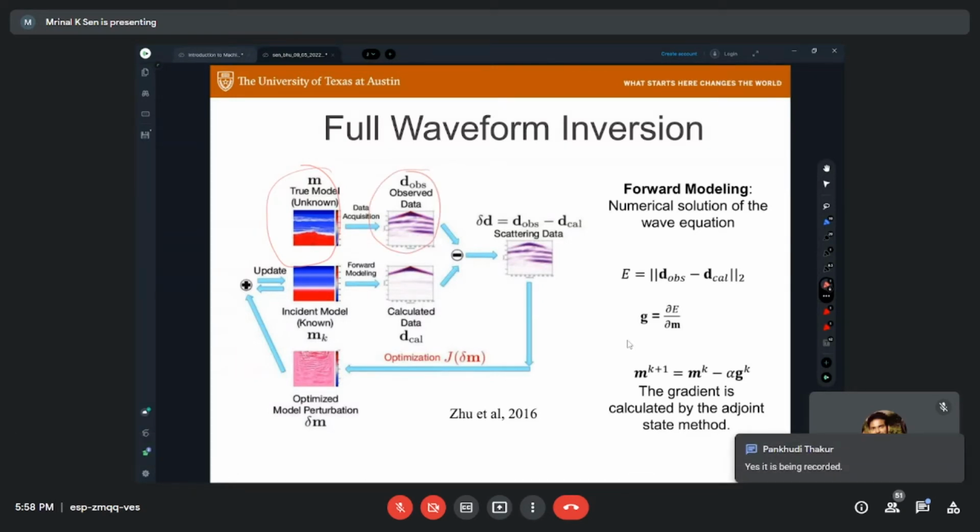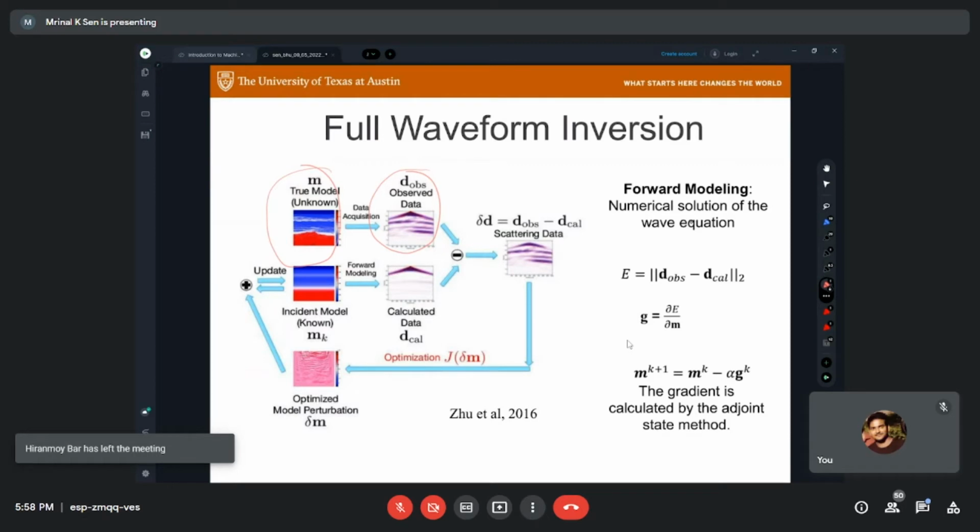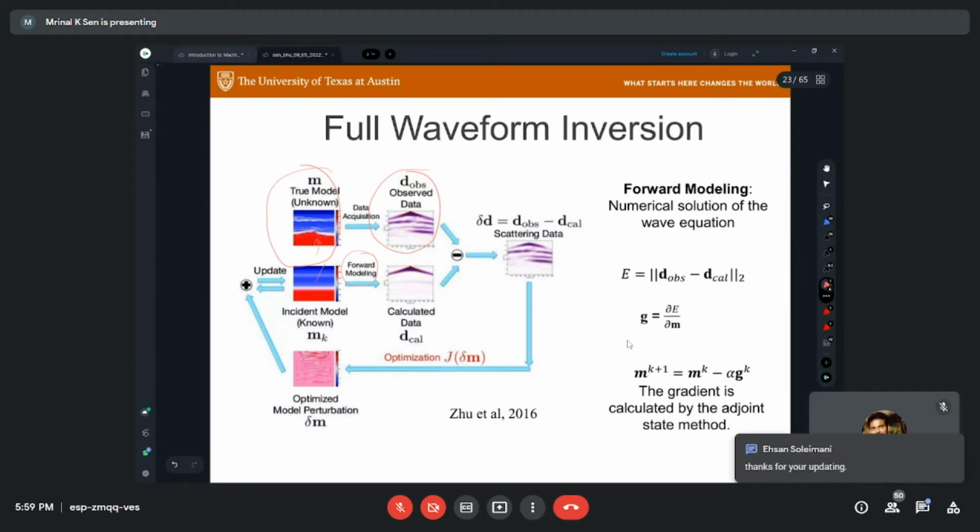So then what we do is we assume some model, some initial model. And that can be flat layers, it could be homogeneous or whatever. And then we use our finite difference operator to calculate our synthetic data. What you see is that when this model is very different from what the subsurface actually looks like, then the predicted data is not going to look like the observed data.